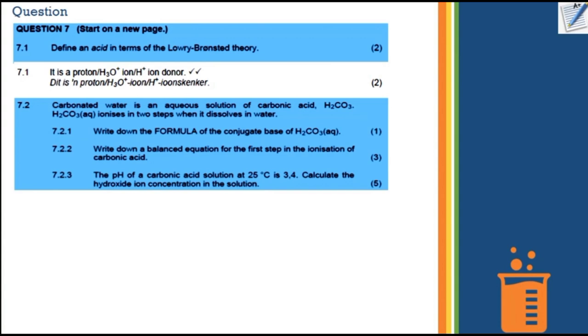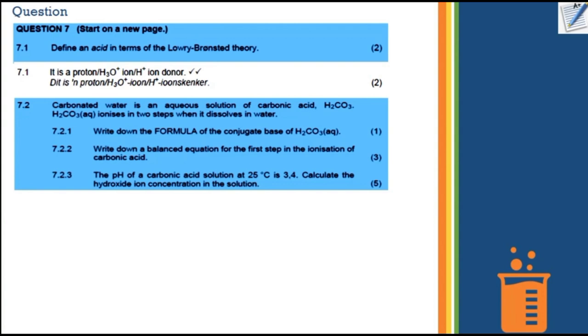7.2, carbonated water is an aqueous solution of carbonic acid, H2CO3. Now, let me just stop there. Carbonic acid. Do you know that this is the acid that is found in all our soft drinks like Coca-Cola, Fanta, Sprite, Mountain Dew? And in the States, they have this thing called Dr. Pepper. I think they had it here for a while as well.